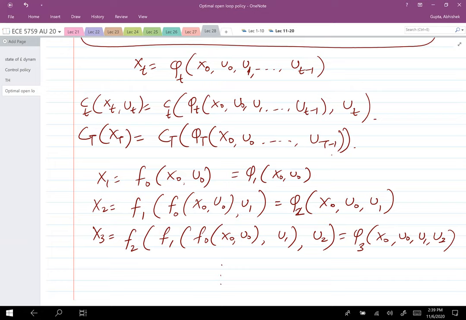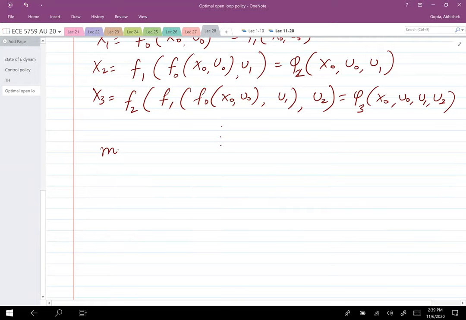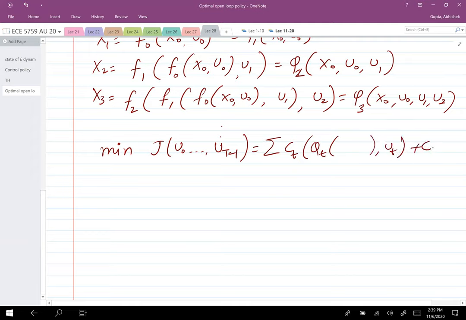Okay, so after eliminating all these variables concerning xt, I can rewrite the optimization problem equivalently as: I want to minimize J of u0 to ut minus 1, which is equal to the summation of ct phi t, this whole thing ut, plus ct phi capital T. This minimization is only for the variables u0 to ut minus 1. So I've eliminated all the states through this approach.